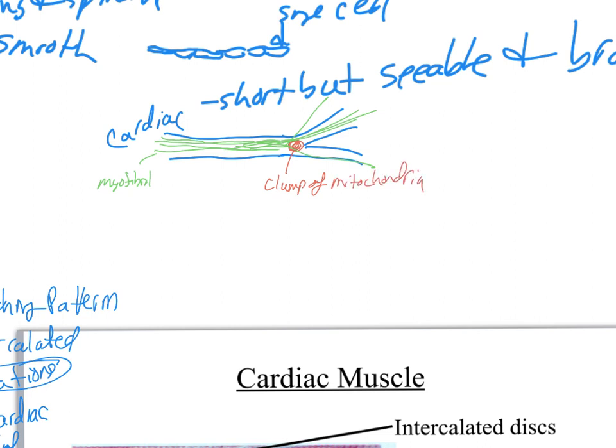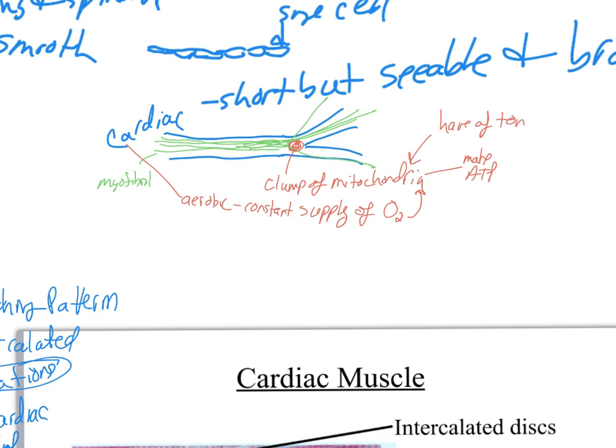of mitochondria. Cardiac cells are aerobic, which means they have to have a constant supply of oxygen for the mitochondria to make ATP energy. So cardiac muscle cells have a plethora, a ton of mitochondria, so many that it causes the myofibrils to go in different directions.